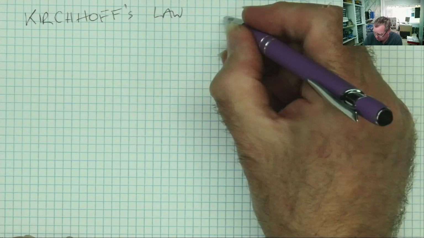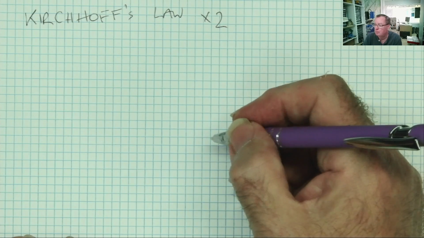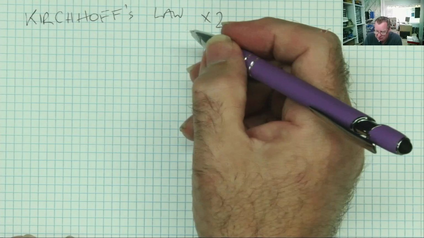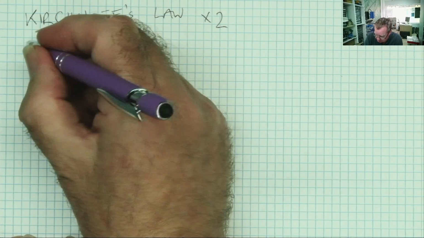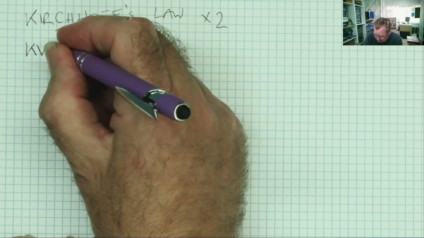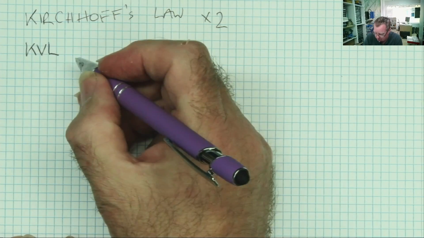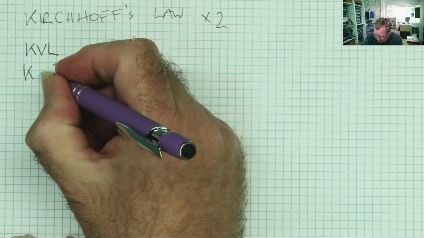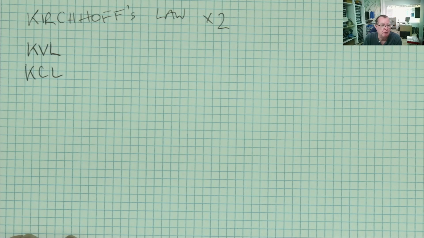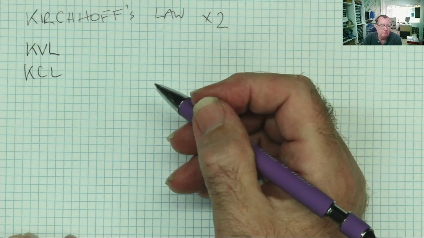Actually, Kirchhoff has two laws. They're called Kirchhoff's voltage law and Kirchhoff's current law. Usually, because it's too much of a mouthful, they're abbreviated to KVL, Kirchhoff's voltage law, and KCL, Kirchhoff's current law. Could be KIL for current, but that sounds a bit deadly, yeah? So we don't have KIL, we have KCL. So that's the two laws.